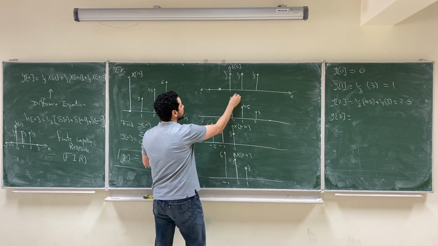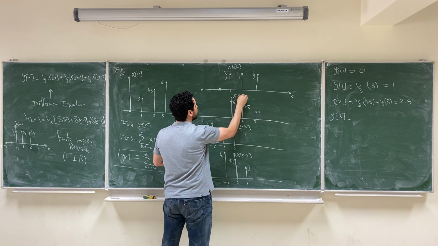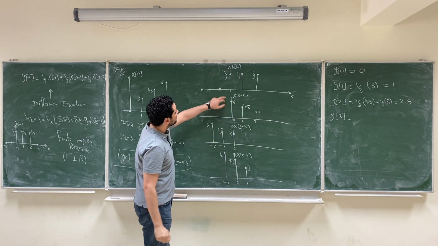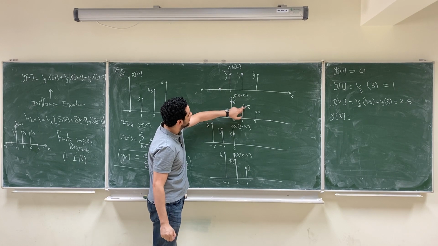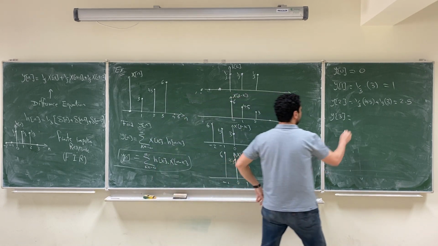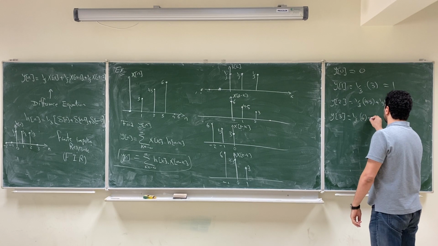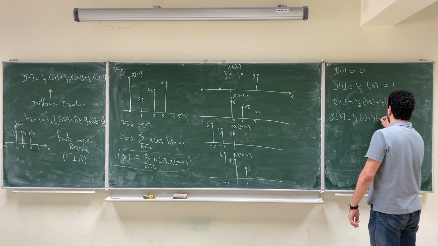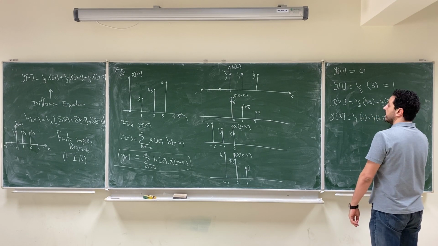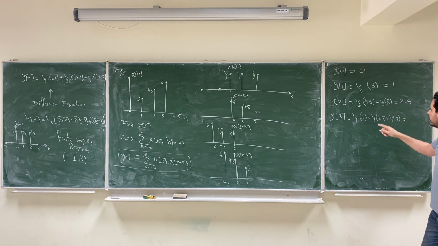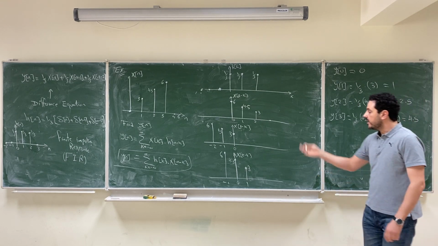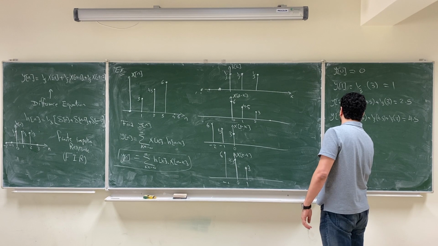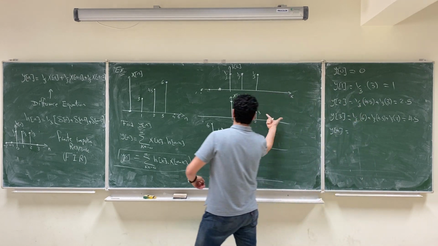This is x of 3 minus k, okay? You multiply h of k times x of 3 minus k, and you will get 1/3 multiplied here, 1/3 multiplied here, and 1/3 multiplied here. So it will be 1/3 multiplied by 6 plus 1/3 multiplied by 4.5 plus 1/3 multiplied by 3. This will give you 2 plus 1.5 plus 1, which is 4.5.